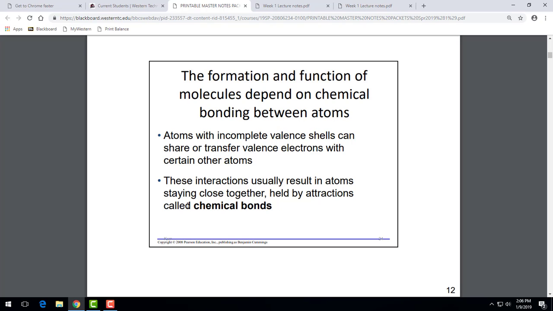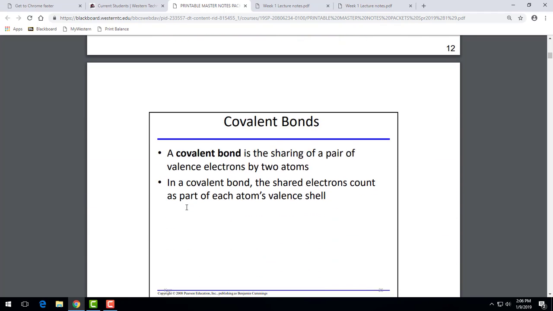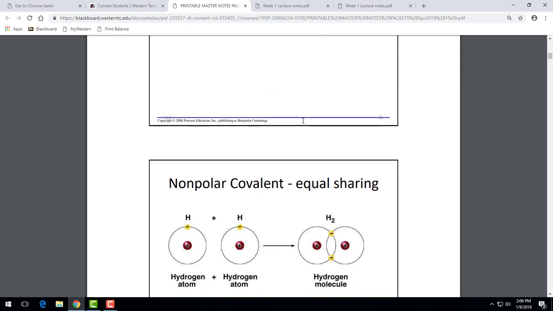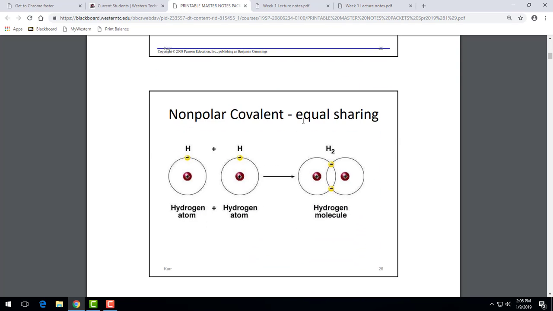And when we have that sharing or that transferring of valence electrons, it forms an attraction, which we call a chemical bond. So the first example is a covalent bond, and the key word to remember is it's sharing electrons. So we're not transferring from one atom to the other, they're sharing. So they're overlapping their outer energy levels, and those electrons are hovering between both outer energy levels, and they're sharing those valence electrons. So here's an example of hydrogen.